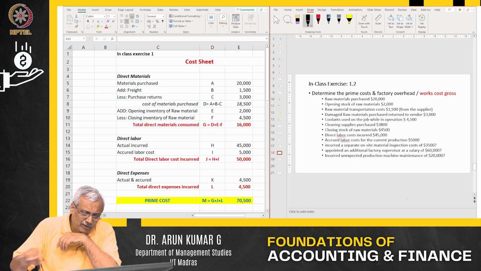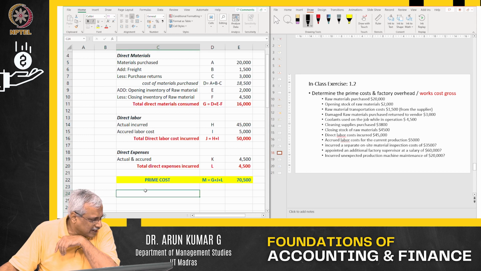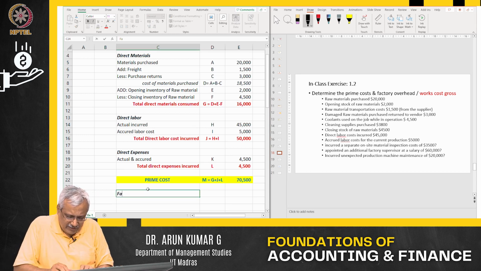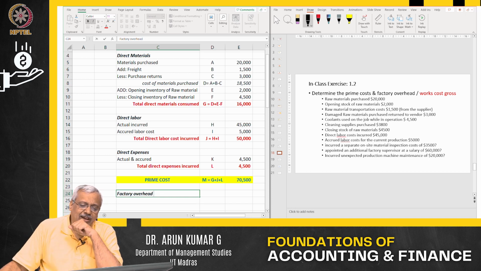So, I want to calculate the factory overhead. He has given everything. I want to calculate what is the factory overhead out there. We will say calculate factory overhead. Same thing. Raw material 20,000 is there, opening stock 2,000 is there, raw material transportation is there, damaged material is there, we have accounted for, coolant is there, cleaning supplies is there.